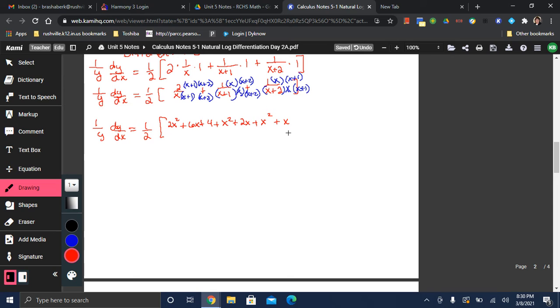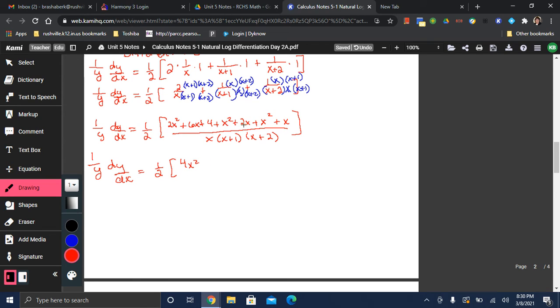And then our denominator, which is the common denominator of x, and x plus 1, and x plus 2 multiplied together. So then we can combine like terms, and we're nearly there. 1 over y dy dx equals 1/2. And then we have like terms, 2x squared and x squared and x squared. It's going to make 4x squared.